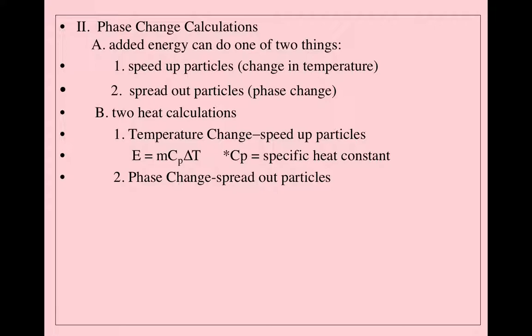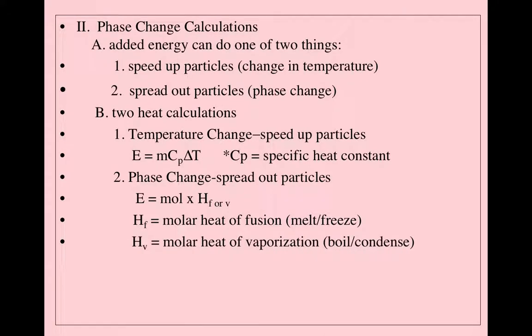The second type of calculation then is when we're spreading particles out or changing phase of matter. So here, our equation is a little bit different. It's E equals moles times either HF or HV. HF is the molar heat of fusion, which we'll deal with whenever we're melting or freezing a substance. And then HV is the molar heat of vaporization, which we'll deal with whenever we are boiling or condensing a substance.